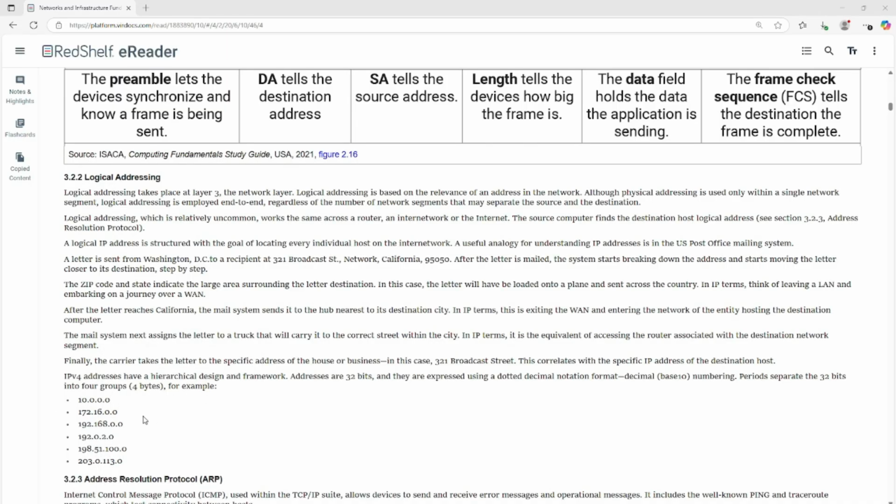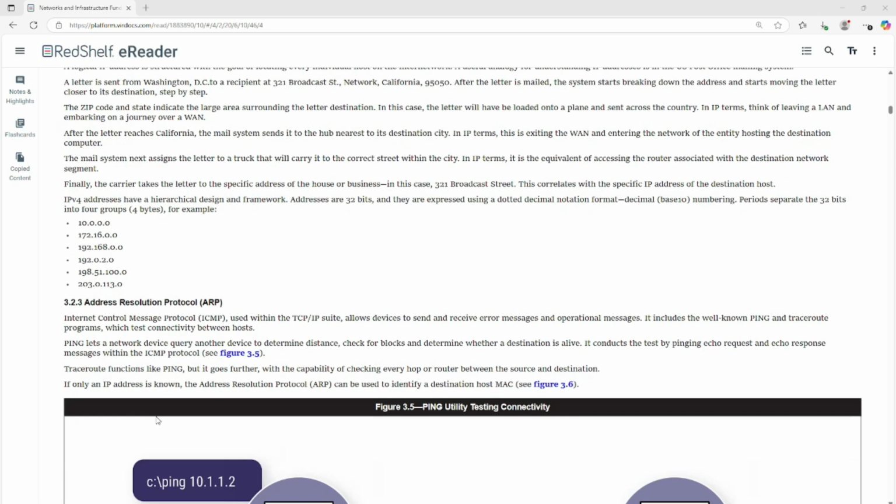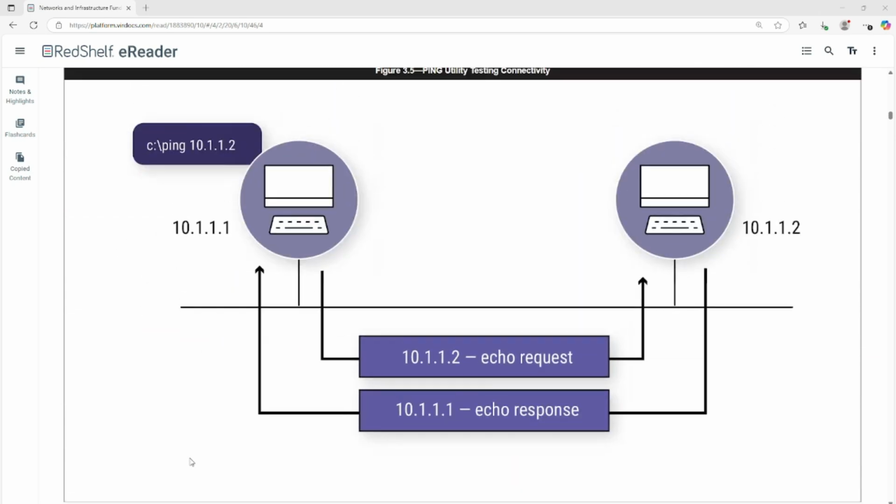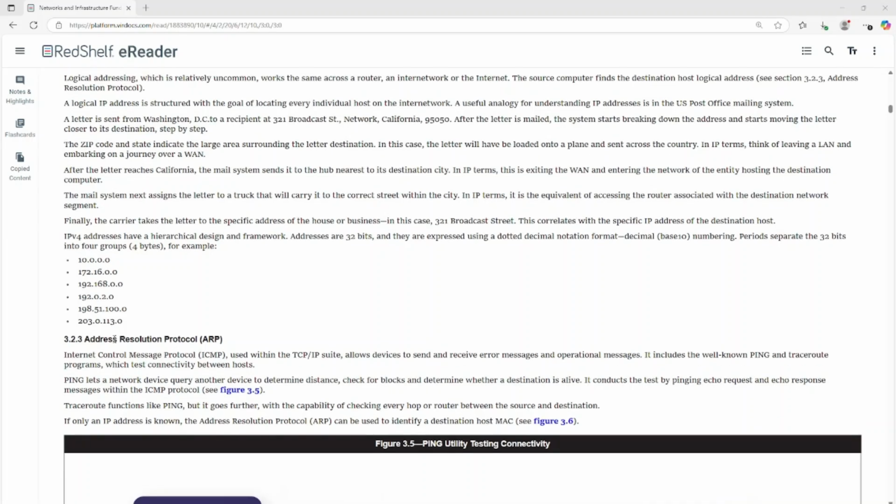We're going to be delving into IPv4 a little bit further down here. But before we go down, let's look at address resolution protocol. The Internet Control Message Protocol used within the TCP/IP suite allows devices to send and receive error messages and operational messages. It includes the well-known ping and traceroute programs which test connectivity between hosts.